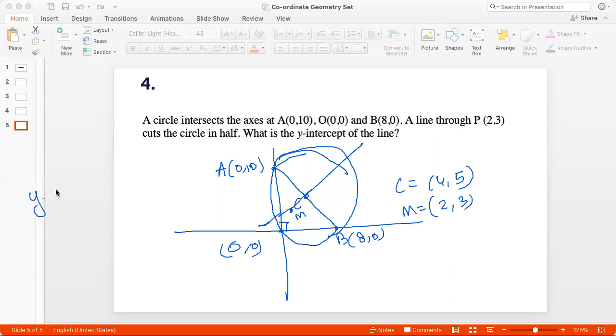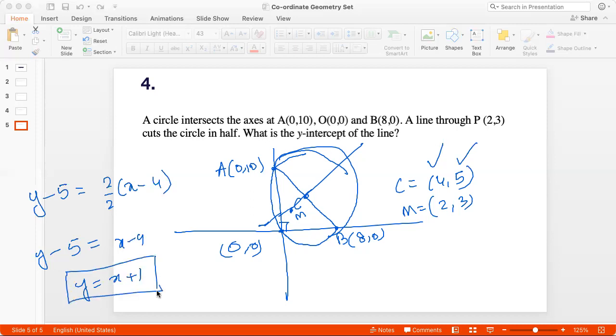So y minus 5 is 2 by 2 times (x minus 4), right? I use the slope-point formula, y minus y1, where y1 is 5, is (5 minus 3) by (4 minus 2), so 2 by 2 into (x minus 4). So y minus 5 is x minus 4. So y is x plus 1. So the y-intercept is 1, right?